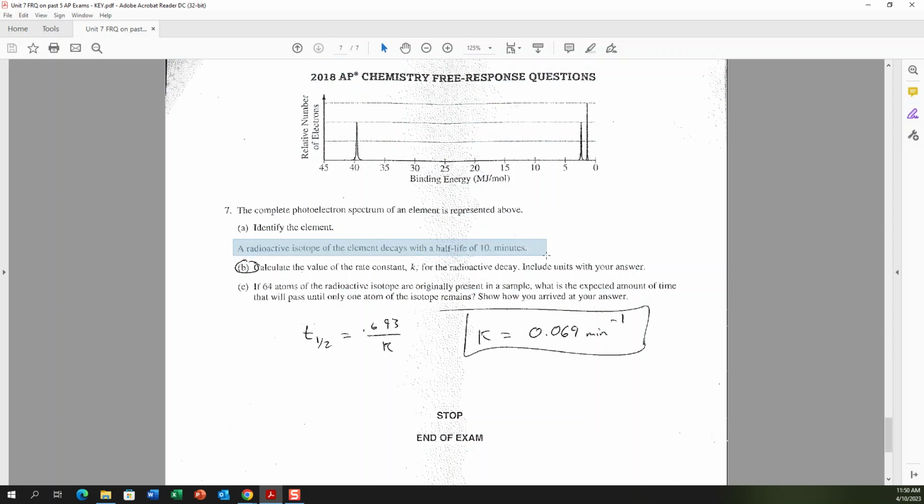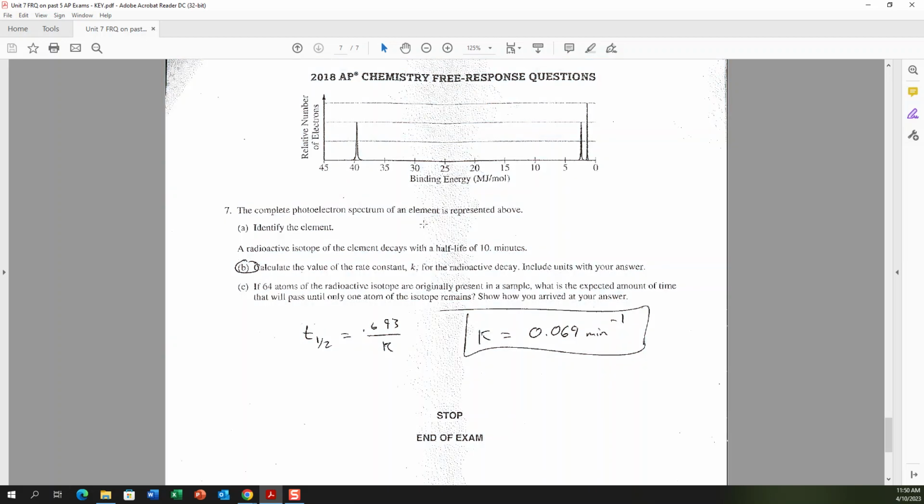Remember, radioactive decay is always first order. So to calculate k for part B, given the half-life of 10 minutes, we can use this equation. So this is our answer to part B. But because the half-life was in minutes this time, notice my units are 1/minutes, not 1/hours.